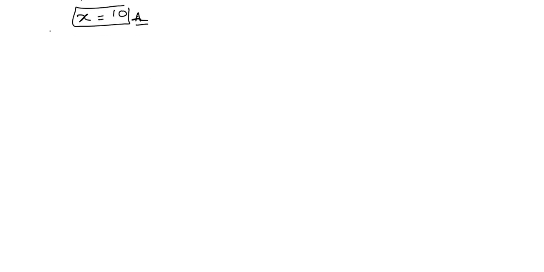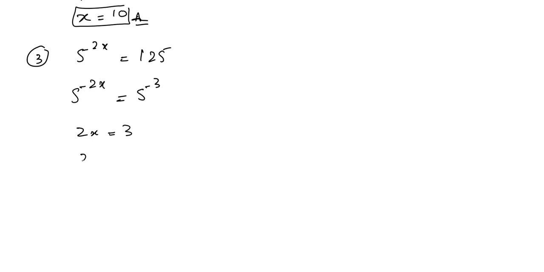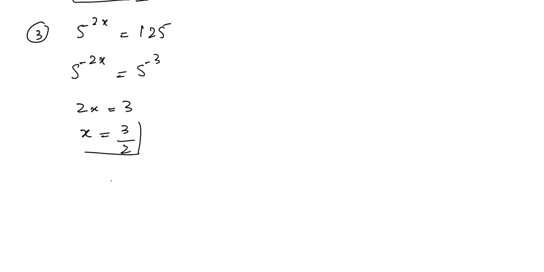We have to determine the solution to the equation 5 raised to the power 2x is equal to 125. It is same as the first one, so we can change the base of this side into 5 raised to the power 3, and the bases are same, so we can conclude the powers will also be the same, and x will be equal to 3 over 2. Now quickly move towards the fourth one.